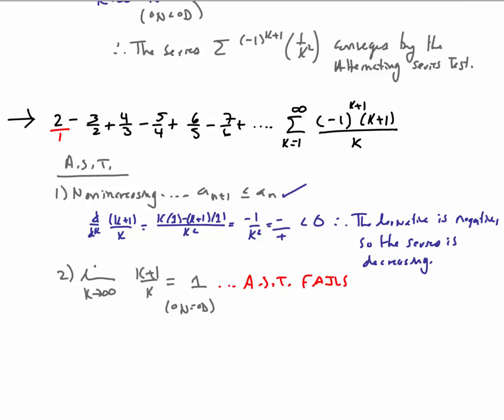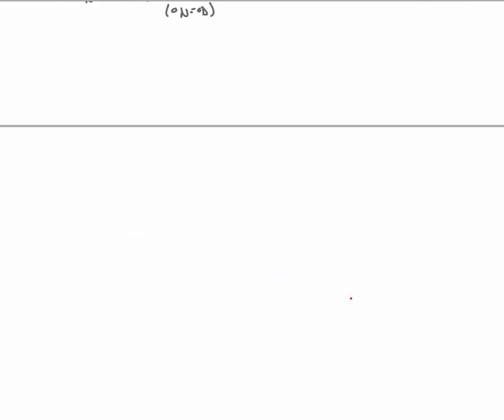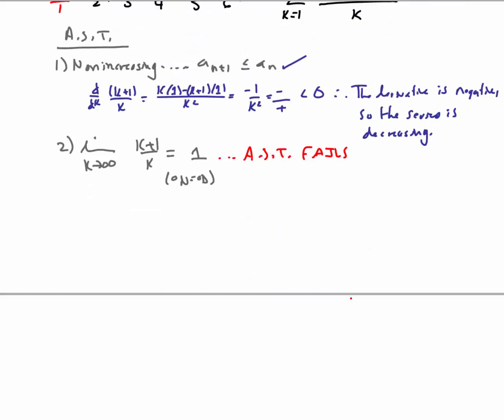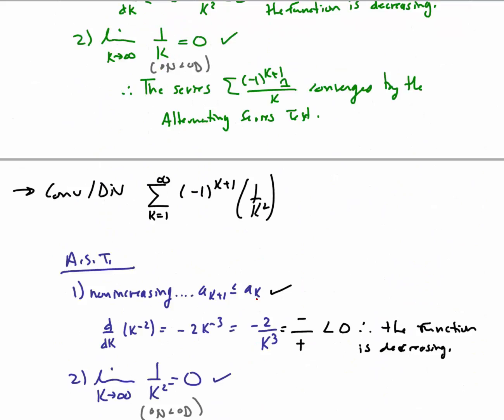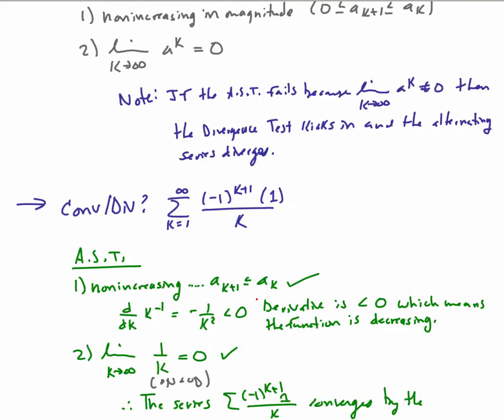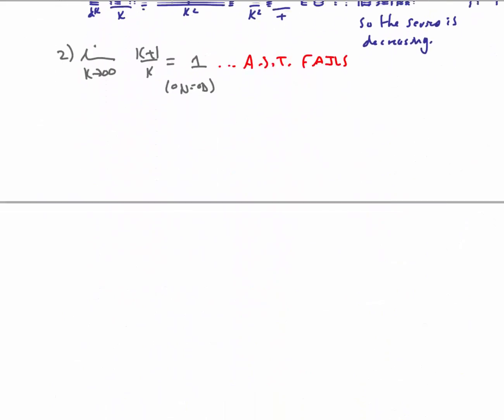So this just failed. Well, we have to do something. We have to figure out what this does. Does it converge or diverge? The alternating series test fails, but remember, if we scroll back up and have a look here, there's a note. And this note says, if the alternating series test fails because the second component, the limit, does not equal 0, then the divergence test kicks in and the alternating series diverges. So that's what we want to call on.